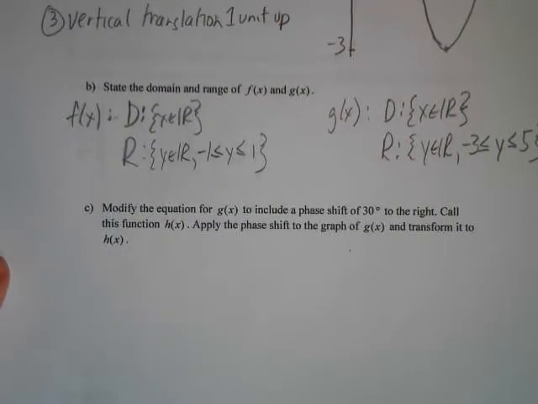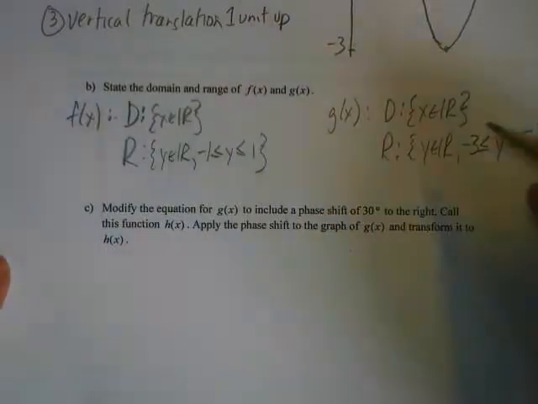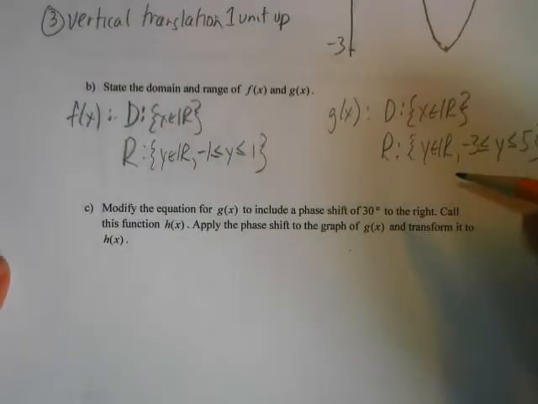Now, part C says modify the equation for g of x to include a phase shift of 30 degrees to the right. Call this function h of x and apply the phase shift to the graph of g of x and transform it to h of x. Okay, so I'll do both. I'll do the equation and the graph.